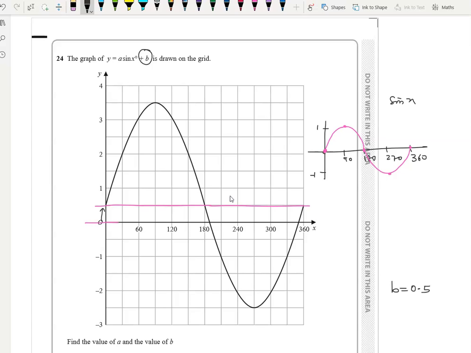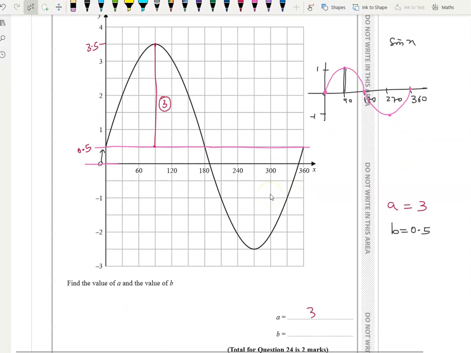Okay, and a is the amplitude, that is the distance from the midline to the maximum and the minimum. So here the distance was only 1, but in your graph the maximum distance is from the midline, this point, starting from 0.5 up to 3.5, so the amplitude is 3. So value of a is 3 and b is 0.5.